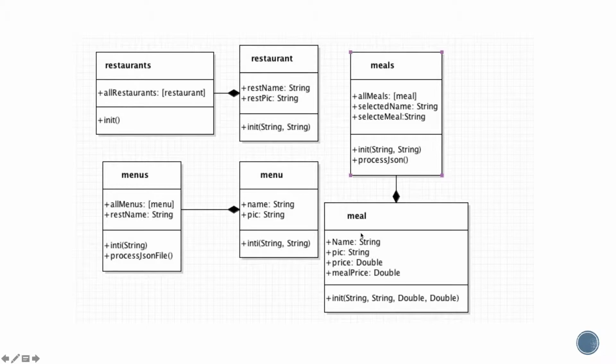And also you can select a meal, like single or meals you want to select, and there's a meal price, and each entity will be stored into a corresponding array. Like restaurant, we can use the restaurants class to store all the restaurants, and use the menus class to store all the menus, and use the meals class to store all the meals.